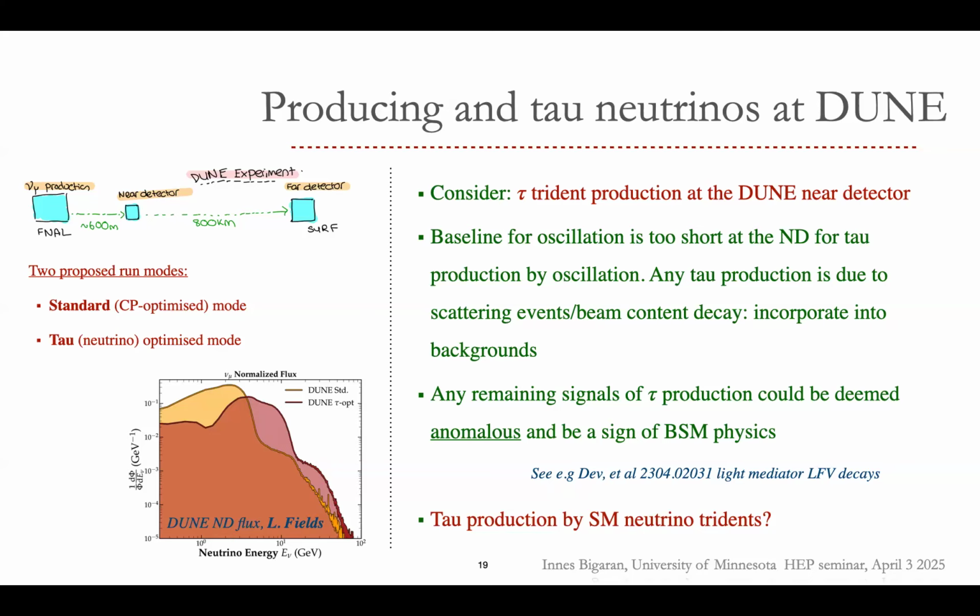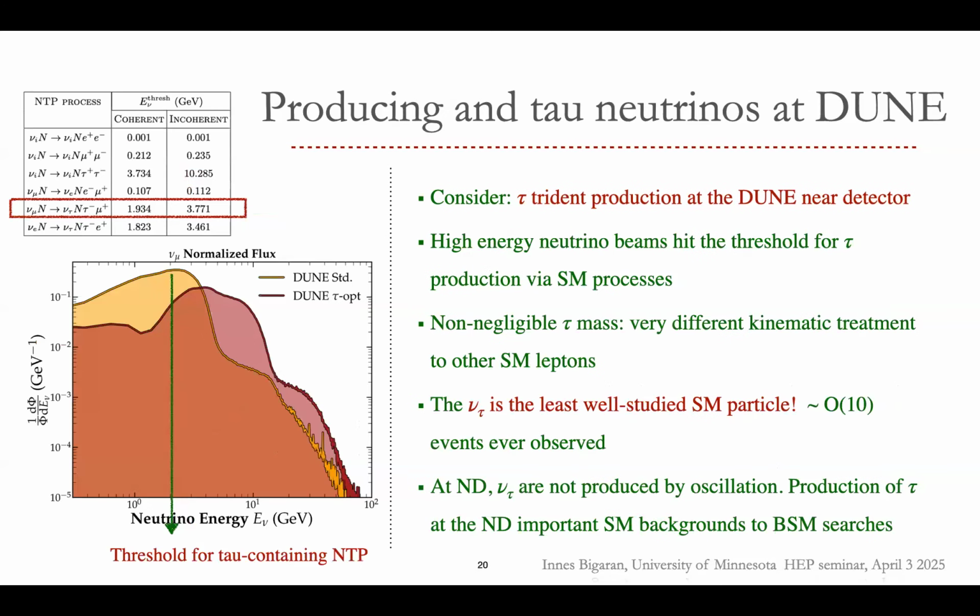People generally will fold in backgrounds for production of taus at this near detector, perhaps through charm production, which occurs through particularly high energy neutrinos scattering off nuclei. However, they haven't folded in potential production of taus through this process. So what we wanted to understand was how large this process could be, and whether it should be a background that people also consider if they're looking for anomalous tau production at the detector. If we have folded in all the backgrounds, then any remaining tau signals could be thought of as contributions from new physics.